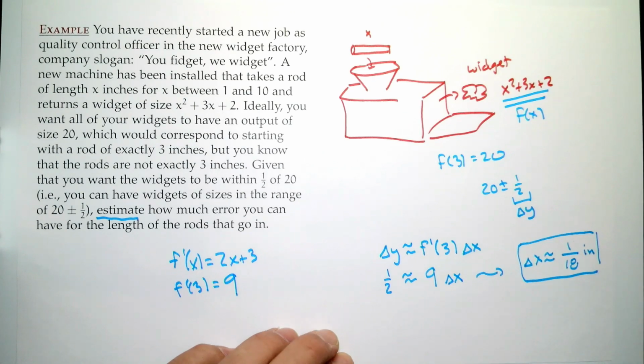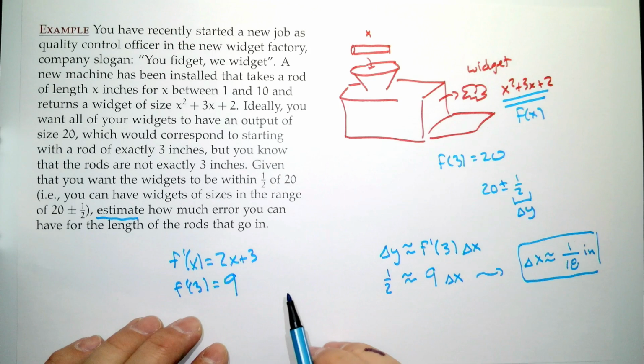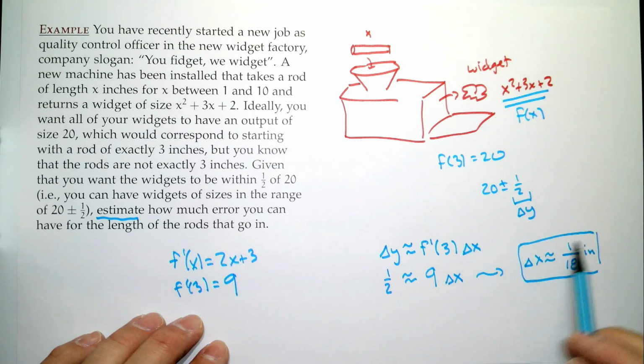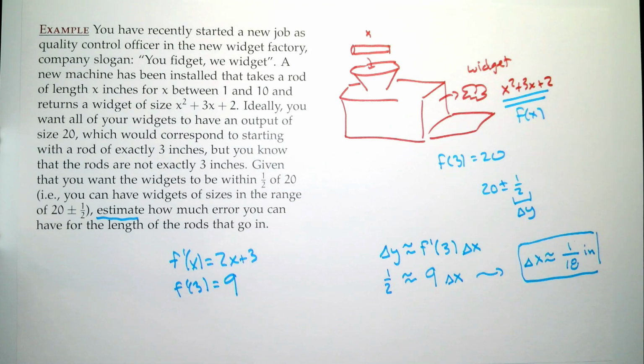So that says, look, if I want the output to be within a half of the right size, and we aren't saying what the units are for the size. Maybe a widget is a 3-dimensional thing. Maybe it's a 1-dimensional thing, which would be really interesting. But who knows? At any rate, we're not saying how big the widgets are. We're just saying, what's the tolerance? And the answer is, the rod has to be within 1/18. Estimate how much error: that's the answer, 1/18. Okay, good.